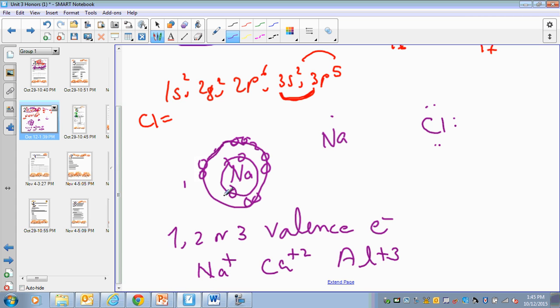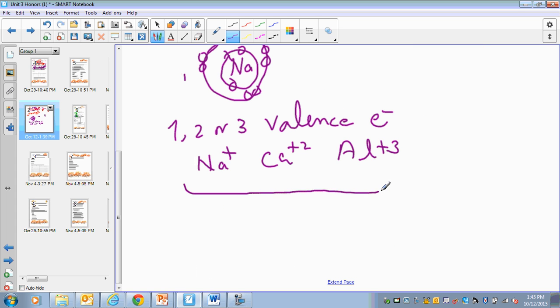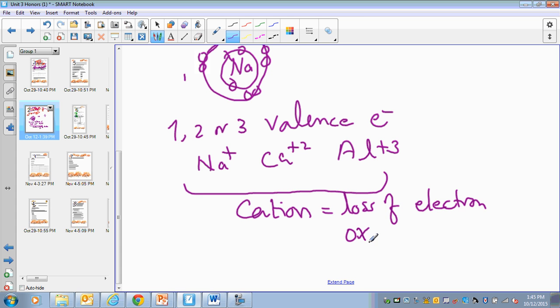Whenever any element loses an electron, it is called a cation. So all of these are cations. Cations are formed by the loss of electrons, and that process is called oxidation. You need to understand the term. So we are oxidizing sodium. Sodium is oxidized, calcium is oxidized, aluminum is oxidized.